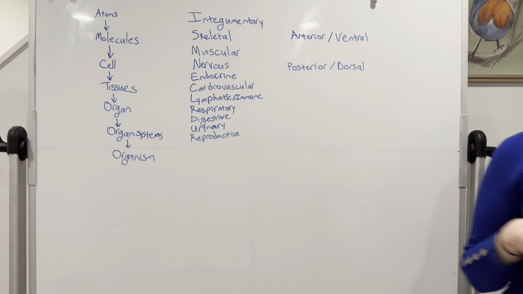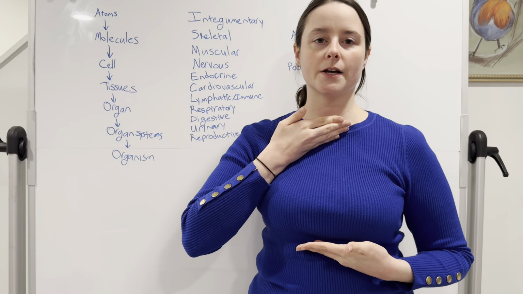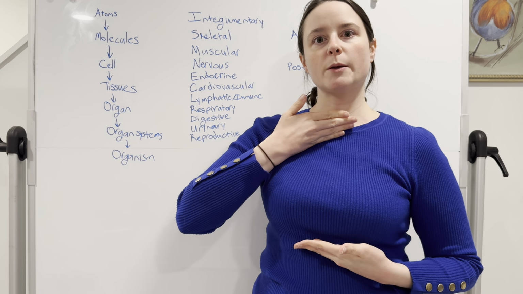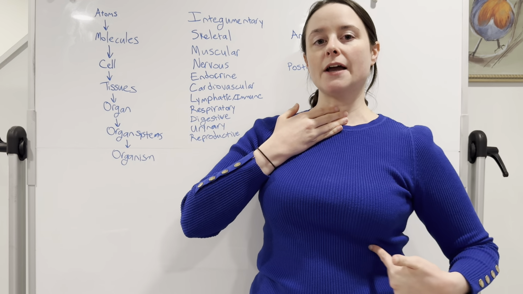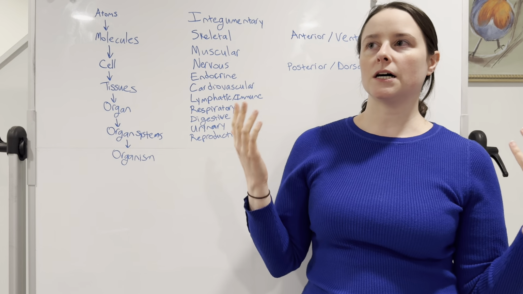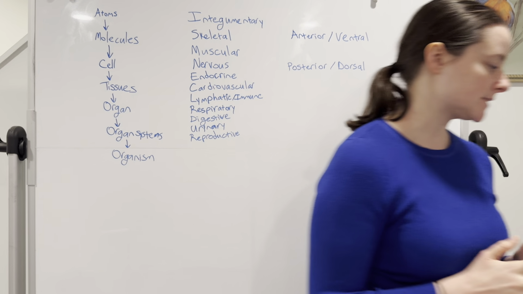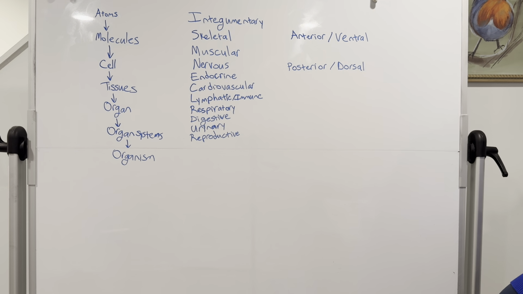Next we have the thoracic cavity. Thoracic is the chest area, so from right below the neck to the diaphragm is the thoracic cavity. That houses mainly the lungs and heart, and a couple other things as well, but mainly the lungs and heart.